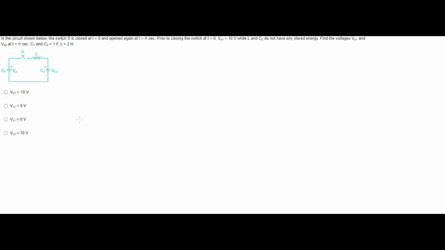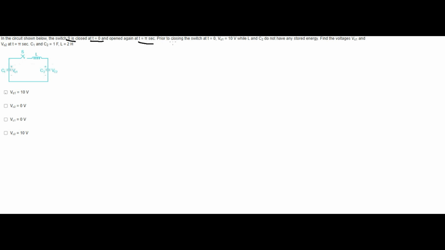This question is very simple actually. So what does that mean? The switch is closed at t equal to 0. So at the time of t equal to 0 it will be closed, and after pi seconds it will be open, 3.4 seconds approximately, or maybe 180, and they are not mentioning anything.